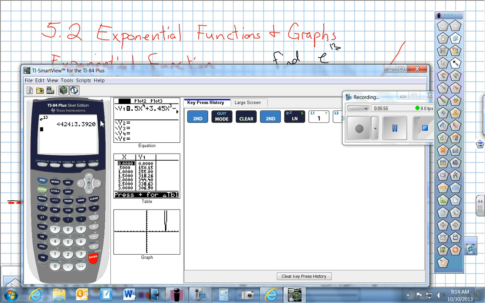This is what e to the 13th is. This is what you would write down as your answer. It's just making sure you can find that e on your calculator. E is a really special number. You use it a lot in calculus.